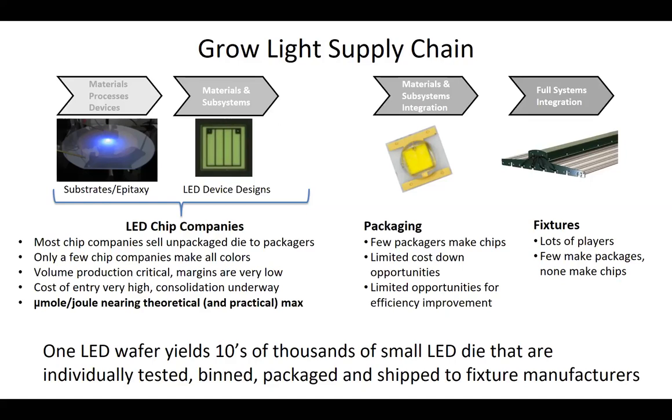Now, LEDs have been around for a while. Volume production is critical for these LED chip companies. Their margins are very, very low. So high-volume, low-cost manufacturing is critical for LED chip suppliers. The cost of entry is very, very high. It's not easy to build a semiconductor fabrication facility. A typical LED semiconductor fabrication facility might cost on the order of $1 to $5 billion to make. It's not for the faint of heart.